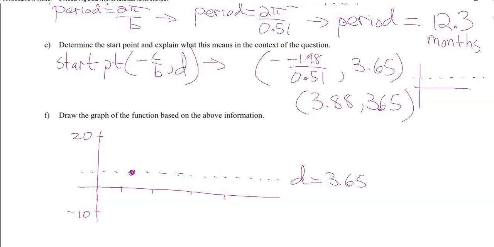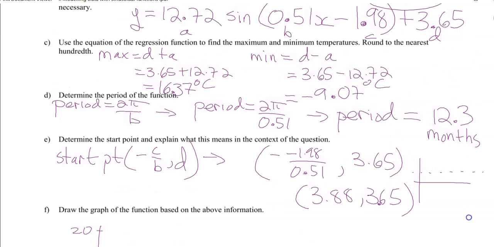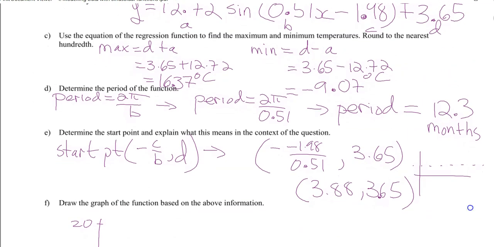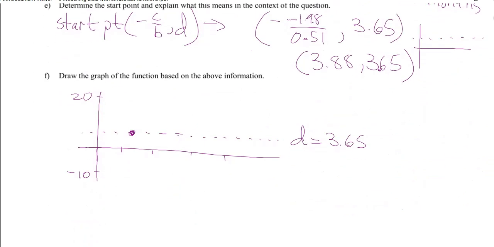Since the period is 12 months, we're going to hit the maximum in 3 months. Since these are each 3 months, it's about the same place over. We'll hit the max. In 3 months again, we're back to the middle, or 3.65. In another 3 months, around here, we'll hit the minimum. And 3 months before the start, we would have hit a minimum. So the period is about 12 months.